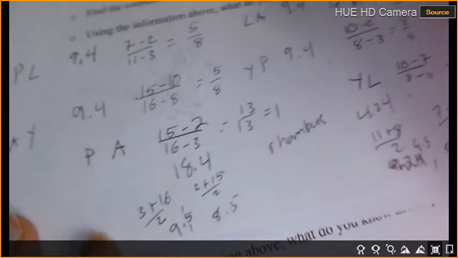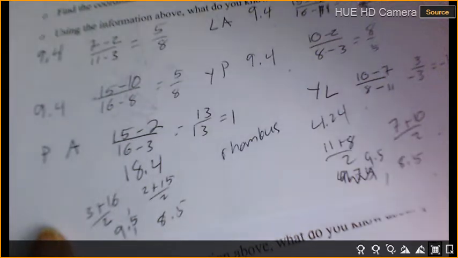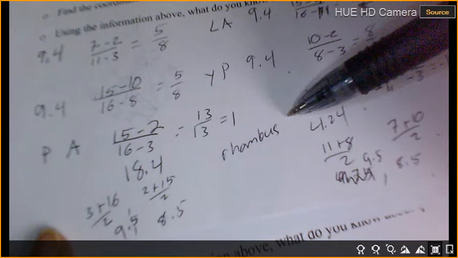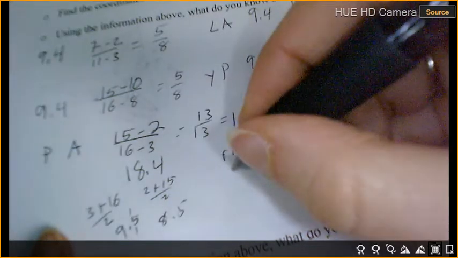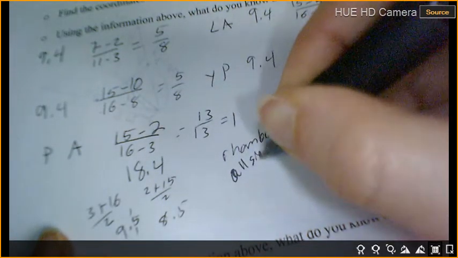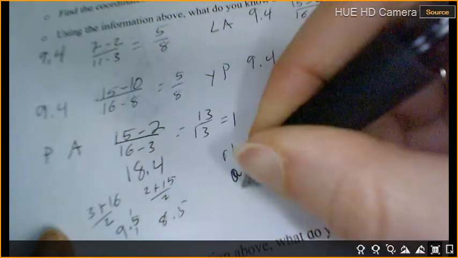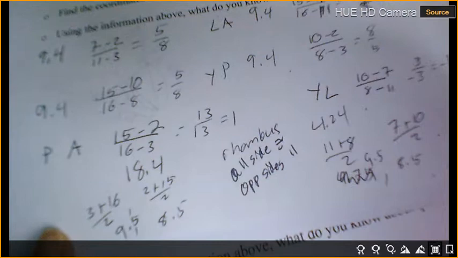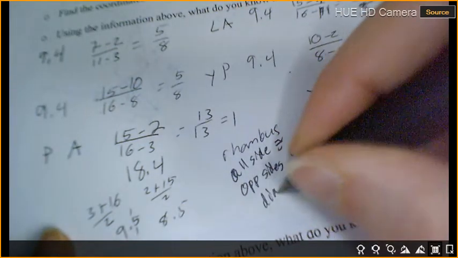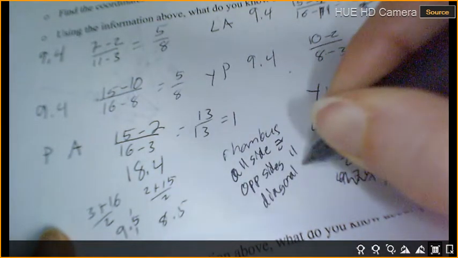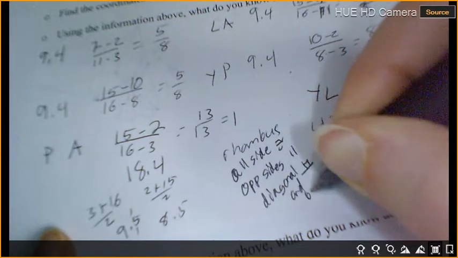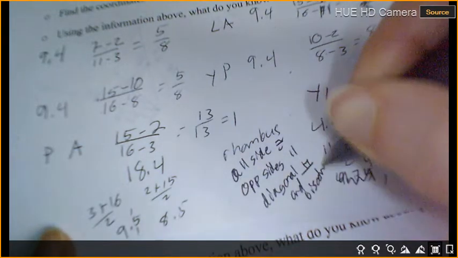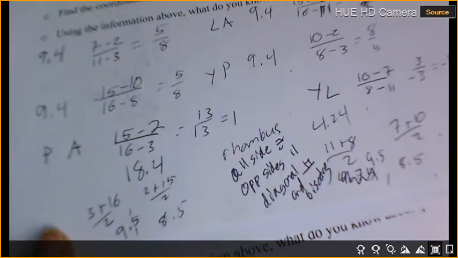So they are not opposite. They're reciprocals, but one's not positive, one's not negative. So it is a rhombus, okay? Because all sides congruent, opposite sides parallel, diagonals are perpendicular and bisecting. So you should get that the next one is a rhombus. Okay, moving on.